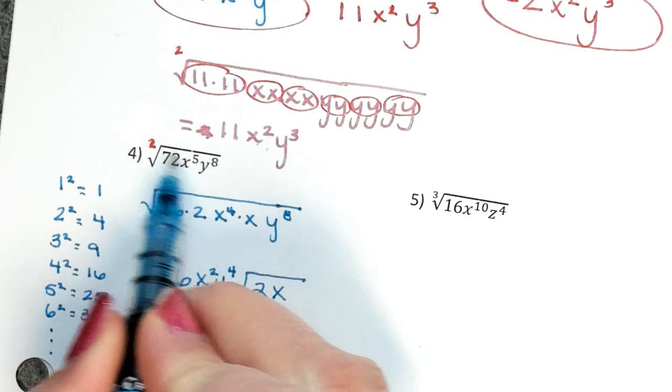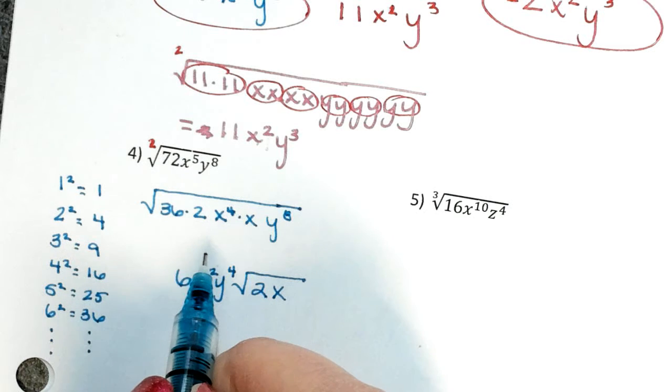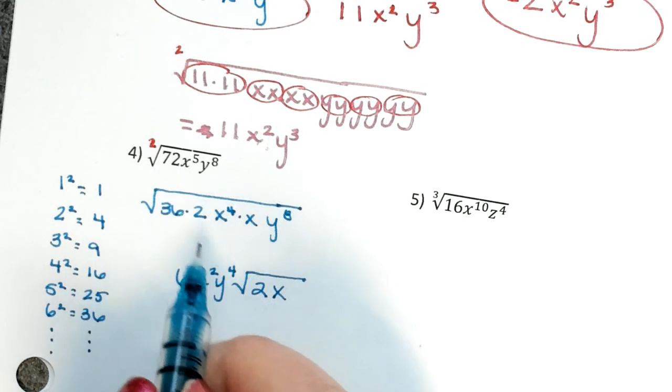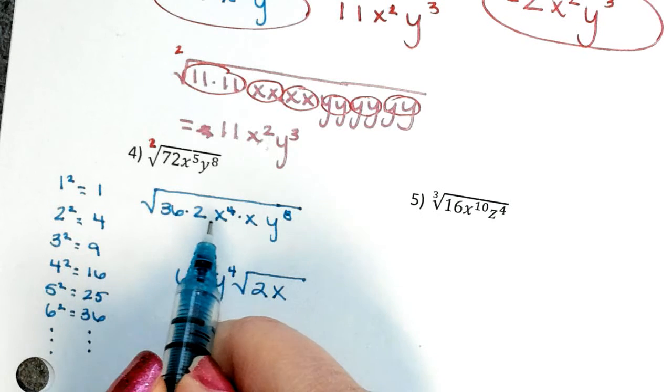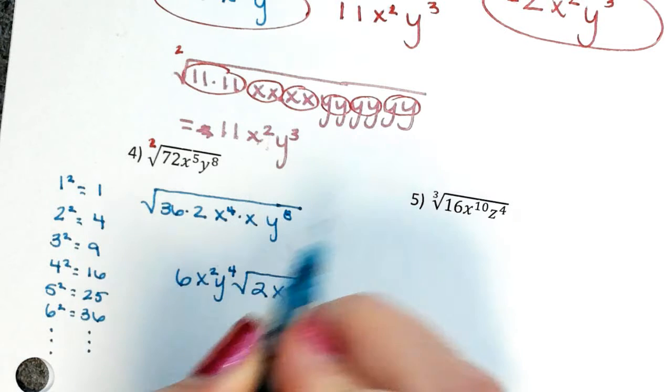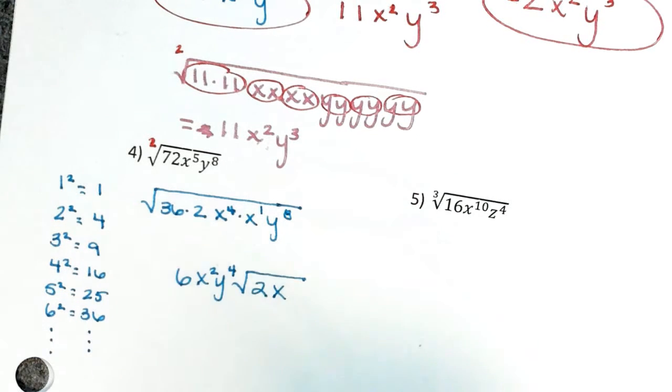Now, 5 is not divisible by 2, so I wrote it as 4 and 1, right? X to the 4th times x is x to the 5th. Because when you multiply powers with the same base, you add up the exponents. So 4 and 1 is 5. Does that make sense?